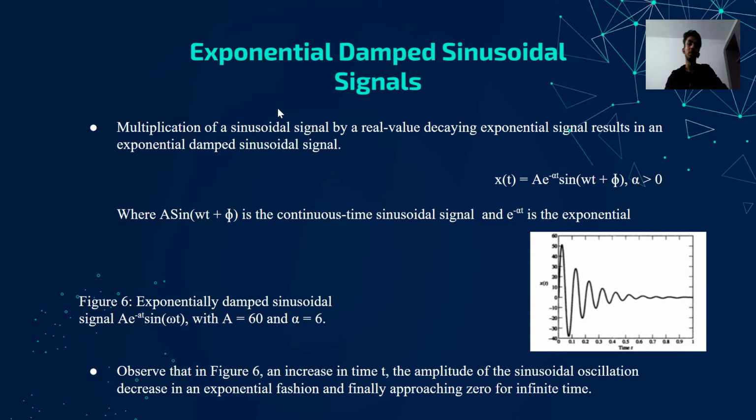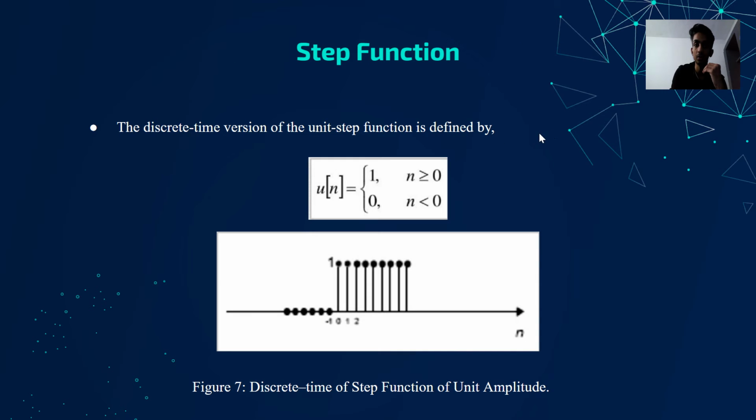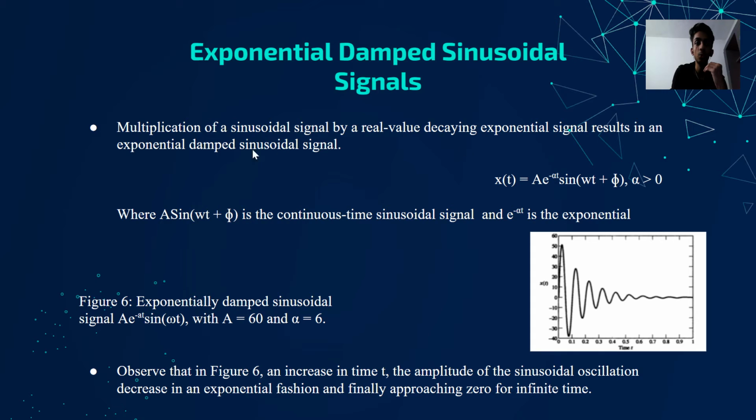So let's move on to another elementary signal, the exponentially damped sinusoidal signal. How do we get an exponentially damped sinusoidal signal? If we multiply a real valued decaying exponential signal with a sinusoidal signal, then this will result in an exponentially damped sinusoidal signal. As you can see, x of t is equal to A e raised to the power minus alpha t times sin of omega t plus phi, where alpha is greater than 0. Here A sin of omega t plus phi is the continuous time sinusoidal signal, and e raised to the power minus alpha t is the exponential. It's decaying because alpha is greater than 0, and we have e raised to the power minus alpha t. So it's a decaying exponential signal. Hence we call it the exponentially damped sinusoidal signal.